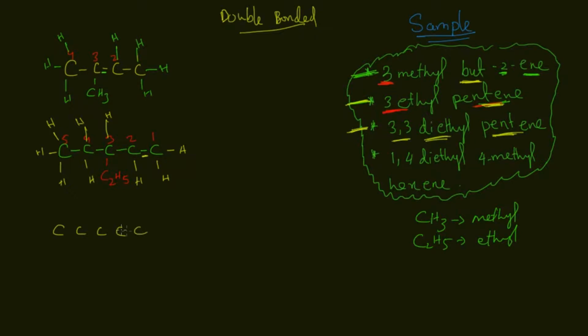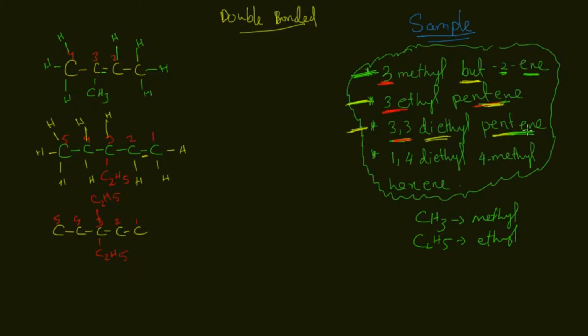So 3, 4, 5. I've put a single bond here. Okay, so let's number them: 1, 2, 3, 4, 5. Now from the name itself I can notice that there is 3,3 diethyl. This indicates that carbon number 3 has 2 ethyl groups. So C2H5 here, C2H5 here. Okay, this shows that the number 3 carbon has how many? 2 ethyl groups and the rest.